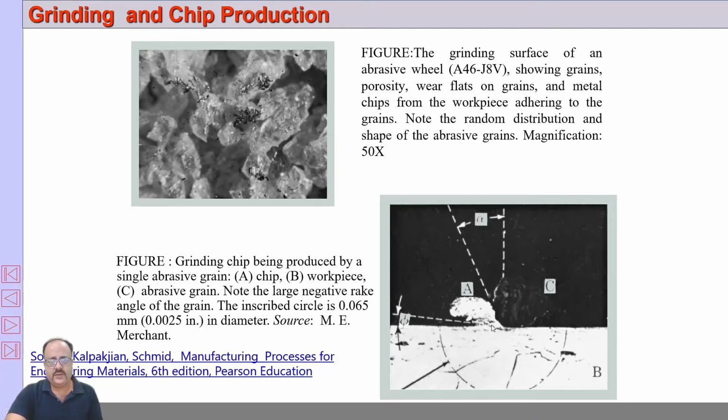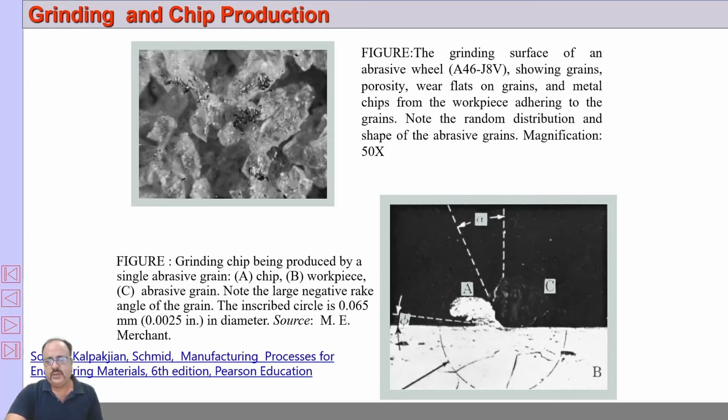And if you look at this figure, this is a micrograph. You can see this is the negative rake angle. So you can see the rake angle is negative here, and this is the shear angle, which is a very small shear angle, and this is the chip which is flowing, and this is the abrasive particle. The outline of the abrasive particle is visible to you. So you can see it's a negative angle here.